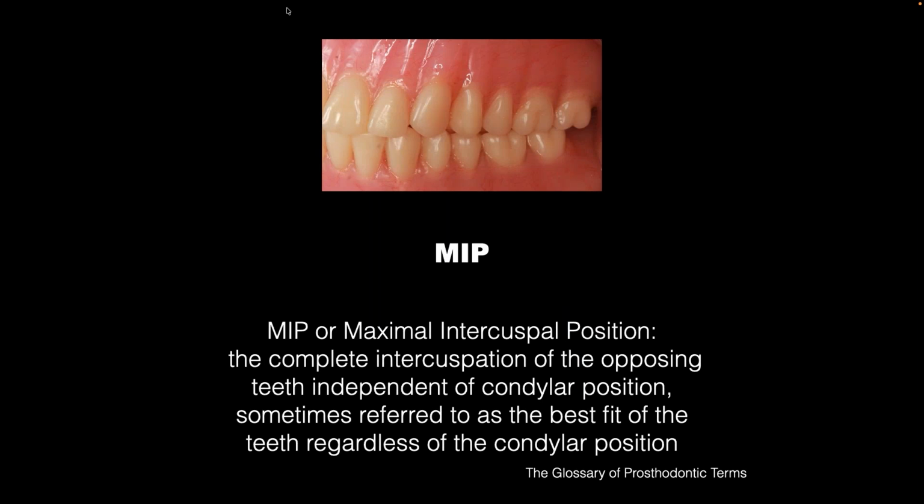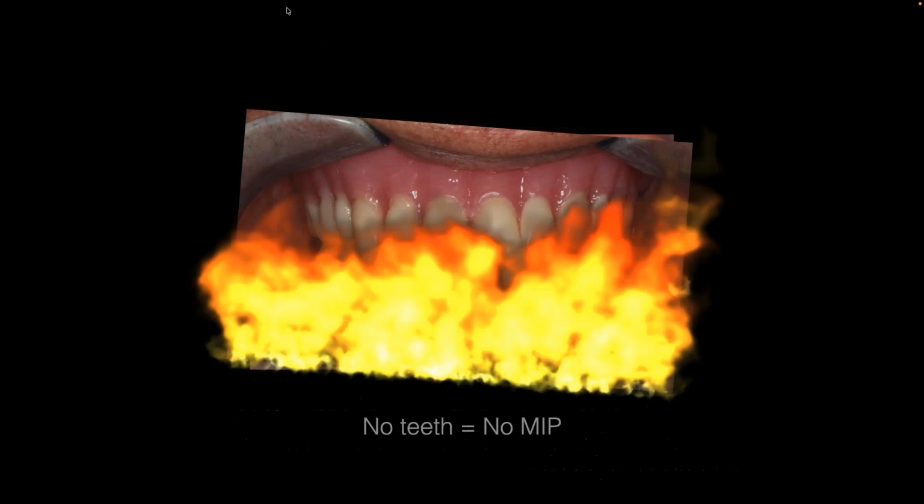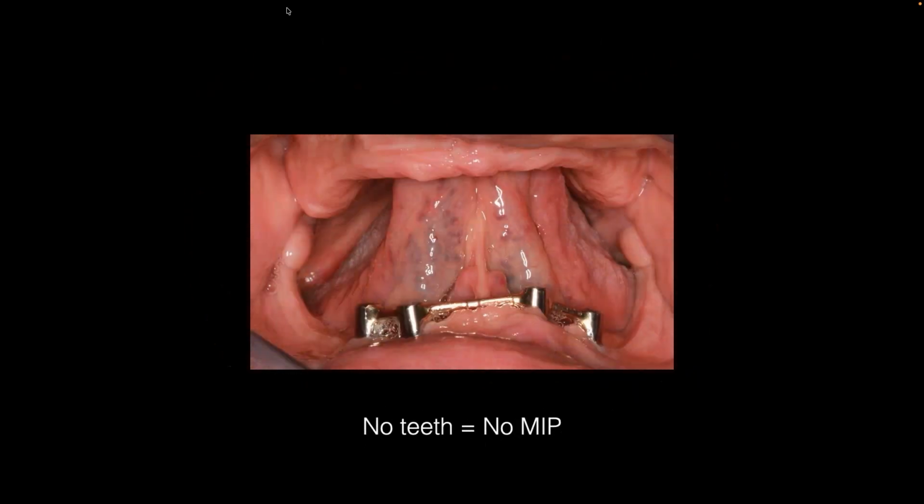That has changed long ago, right? It is called MIP, maximal intercuspal position. That's the best way your teeth fit together. Well, we're talking about complete dentures. And in complete dentures, the patient has no teeth, no teeth, no MIP. Guess what?